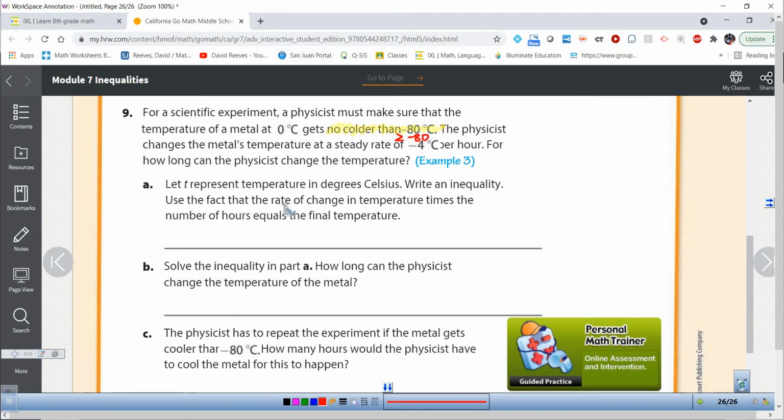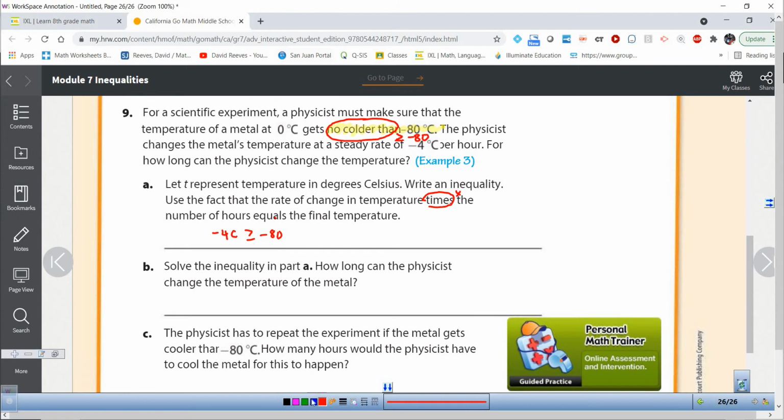So it says use the fact that the rate of change in temperature times, so we're going to multiply, right? We're going to multiply times the number of hours equals the final temperature. So the rate of change is negative 4 degrees Celsius. So negative 4 Celsius times needs to be greater than or equal to negative 80. Okay? Greater than or equal to negative 80. So there's our inequality. No colder than, we knew that one we had to translate into greater than or equal to.